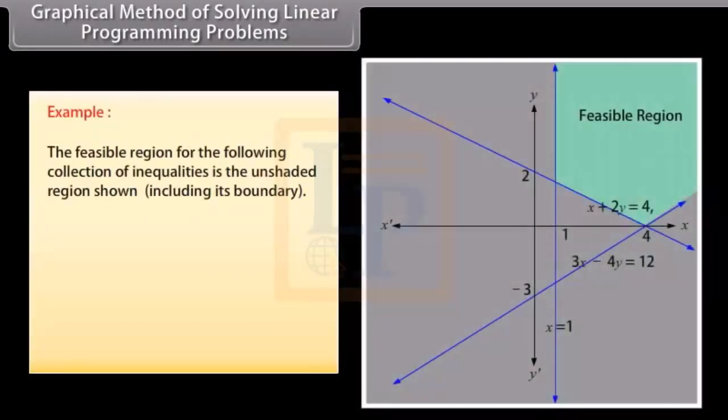Example. The feasible region for the following collection of inequalities is the unshaded region shown, including its boundary. 3x minus 4y is smaller than or equal to 12. x plus 2y is greater than or equal to 4. x is greater than or equal to 1, y is greater than or equal to 0.